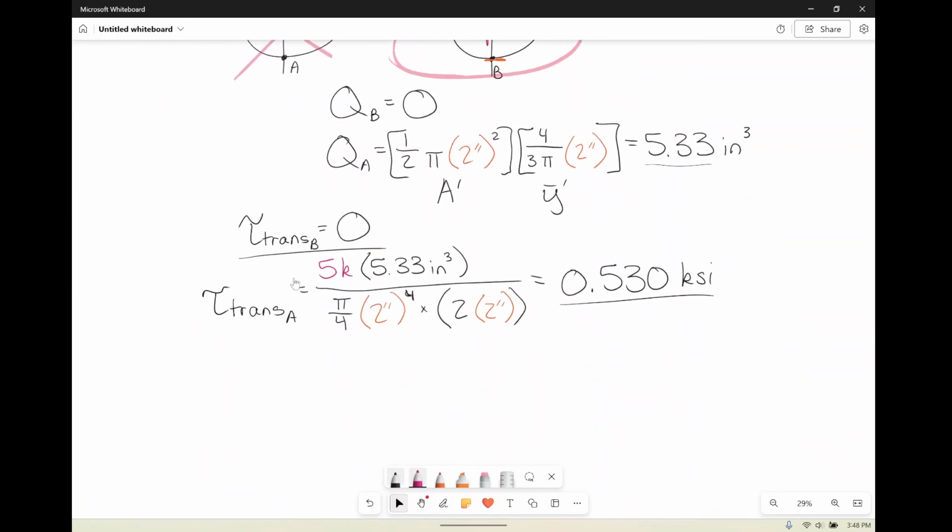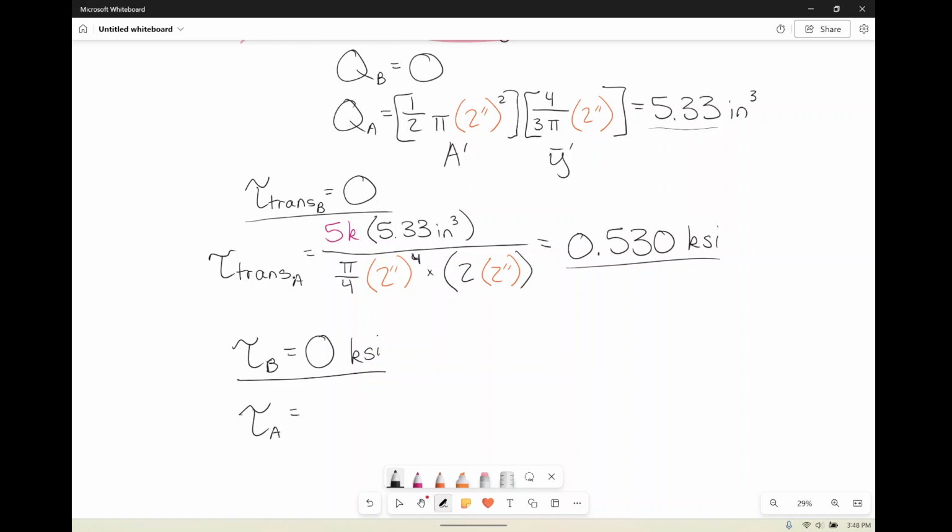So when we come back down here and we write that our shear stress at B is only the transverse because there's no torsion, it's 0. But ksi will have units. And then for A, our shear stress, there's no torsion, but it is going to be a positive 0.530 ksi. We can't really say tension or compression, that's more of a normal stress type thing, but we can say whether it's positive or negative, and that is just telling us the direction of our stresses.